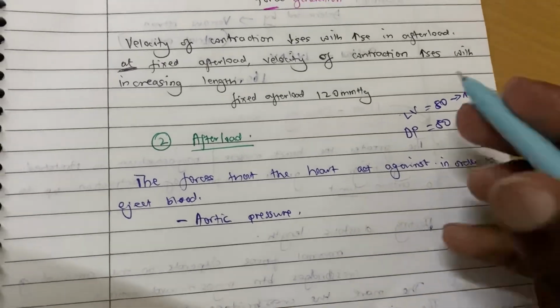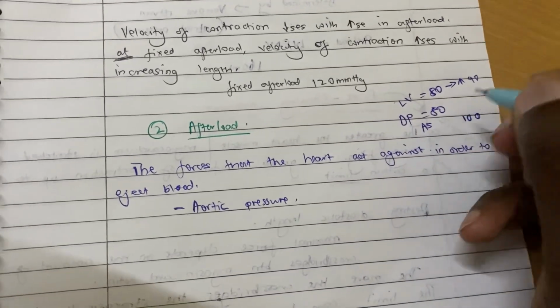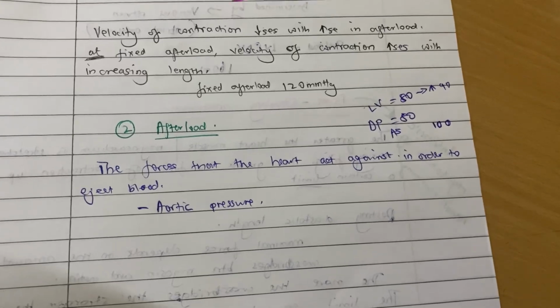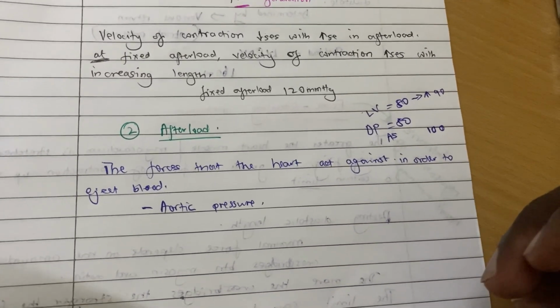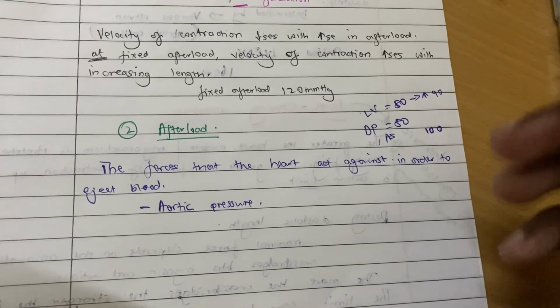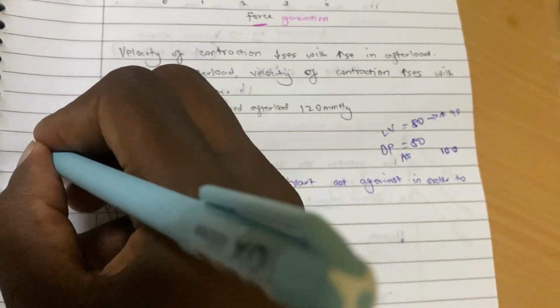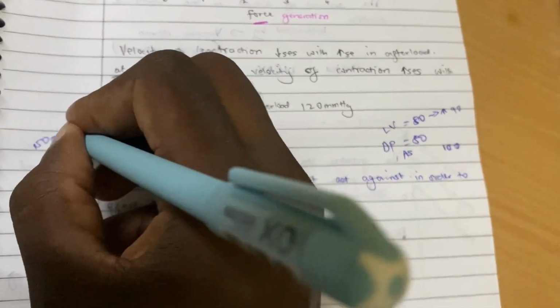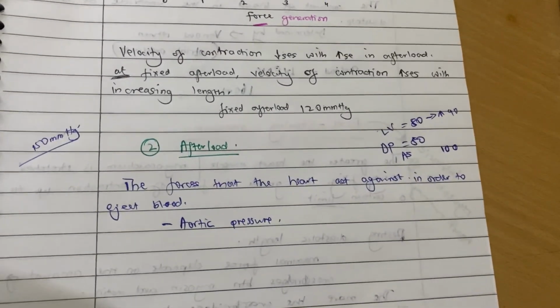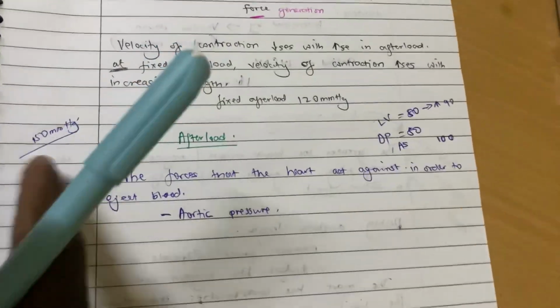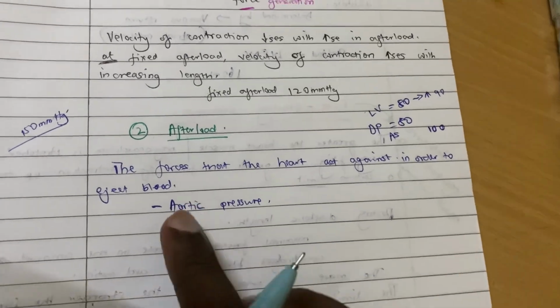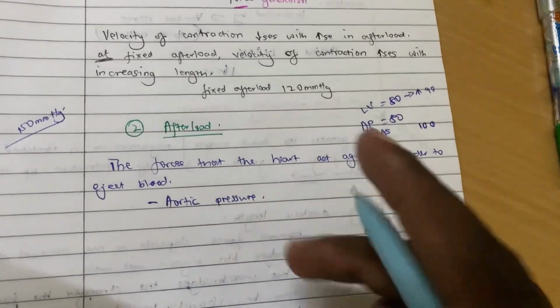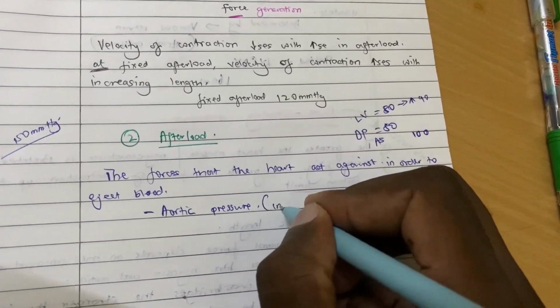And then there comes aortic stenosis, where the valve is very difficult to open. If the valve is very difficult to open, maybe it requires 150 millimeters of mercury pressure to open. Then the LV should generate this pressure before the valve tries to open. So that is aortic pressure or intraventricular pressure.